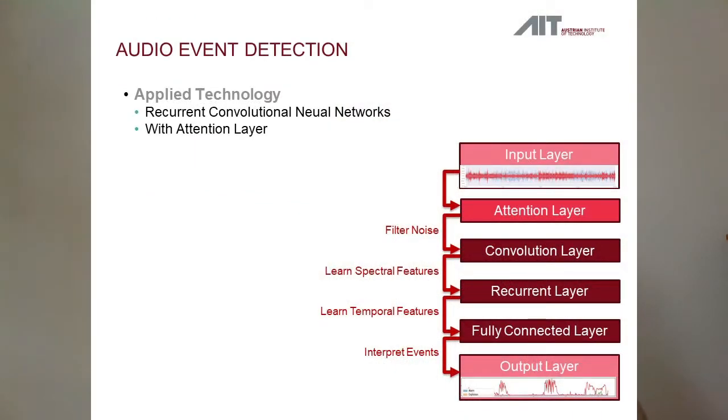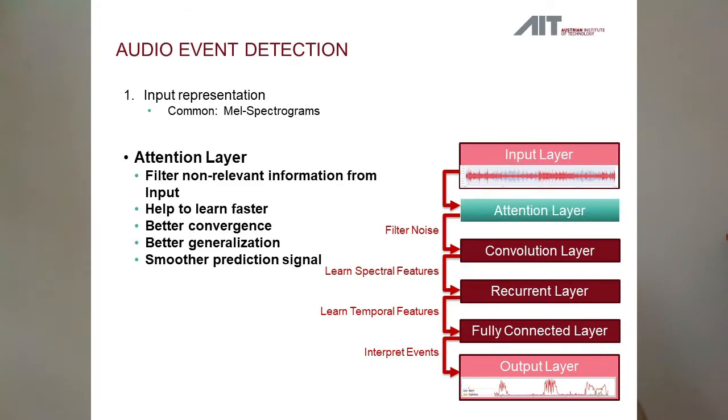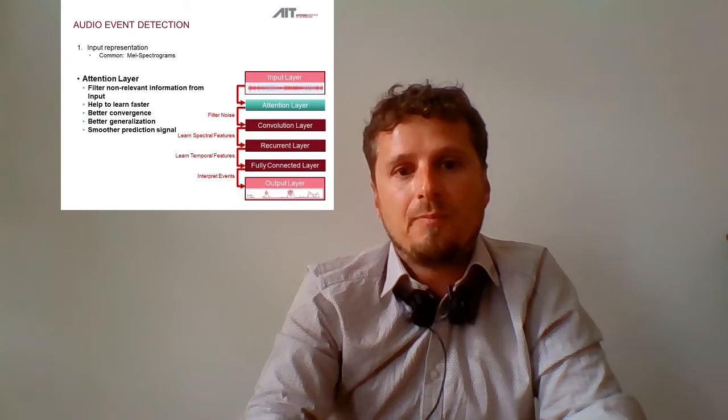For the audio event detection module we are using recurrent convolutional neural networks with attention layer. The input representation consists of log-transformed MEL spectrograms. The attention layer is responsible for filtering non-relevant information from the input. This helps the network to learn faster and to converge better. It also helps for better generalization and at the end for a smoother prediction signal.